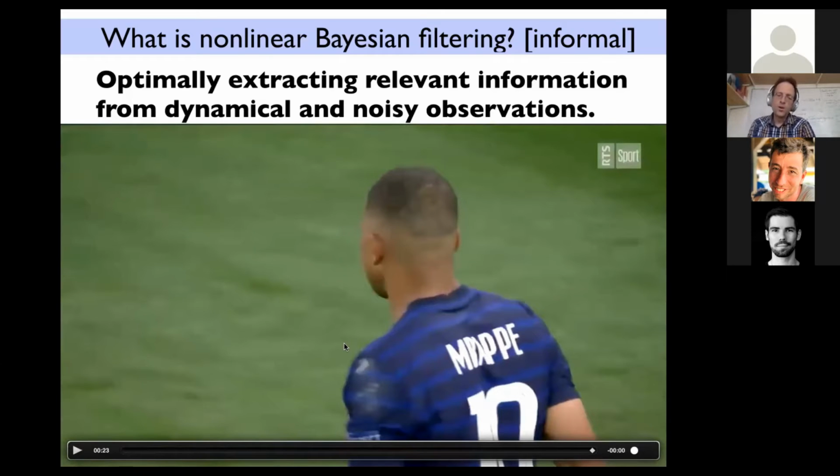So in an informal way, I would define nonlinear filtering as optimally extracting relevant information from dynamical and noisy observation. And this is why I really like nonlinear filtering, because it contains those two ingredients of time and noise, which are kind of my two favorite ingredients. And to some degree, I could say, I learned the time aspect with Wolfram, and maybe the noise aspect with Mate and the whole CBL team.